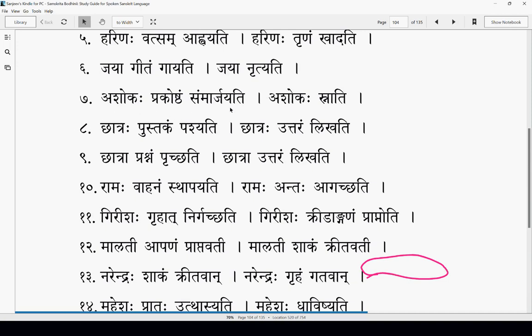Ashoka prakoshtam sammarjayati. For jayati, it's prajitya. So can I just add sam, samprajitya? Which one? Number 7, sammarjayati, and I want to make it lyap form, and I know from the table that for marjayati it's prajitya. So is my answer samprajitya for it, and is it a general rule? Hold on, let's go to the table again.